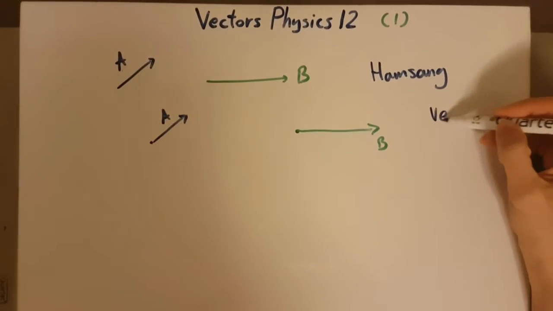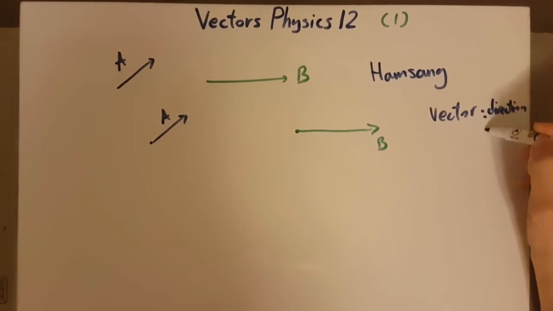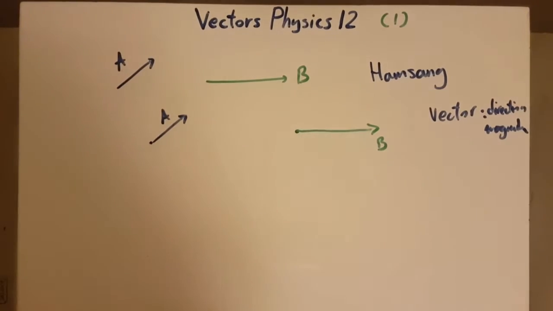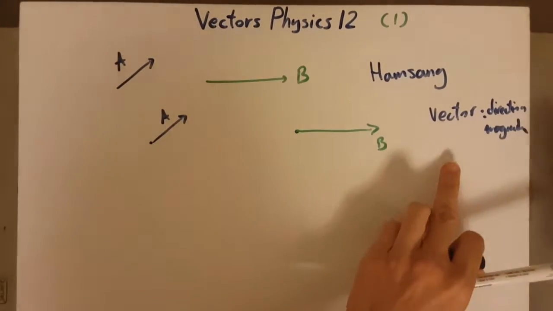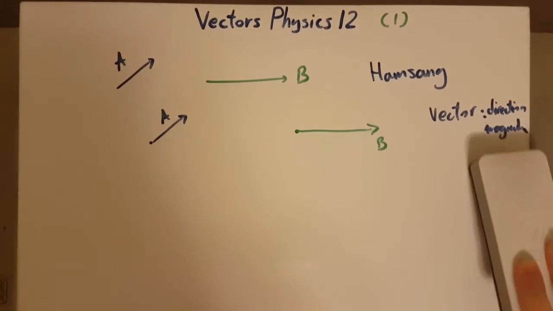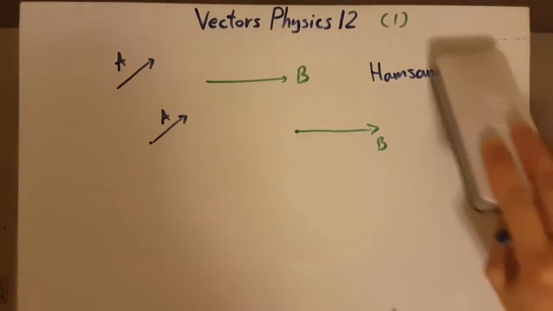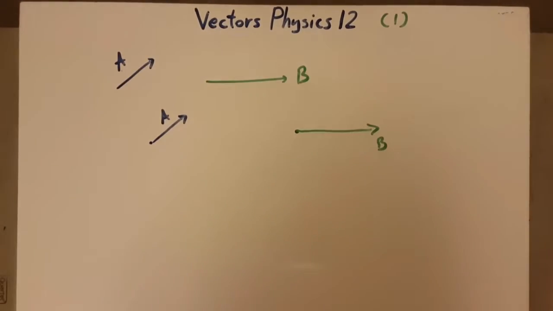So as you know, vectors have direction and magnitude. Right? So direction and magnitude are important in vectors. Therefore, whatever shows the same direction and has the same magnitude is the same vector. So this is called equivalent vectors or Hamsang vectors. They are the same things, exactly the same things.